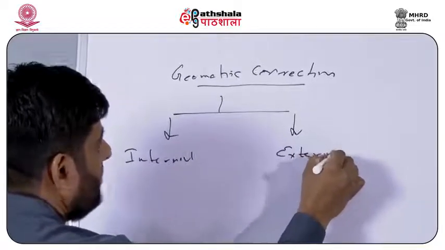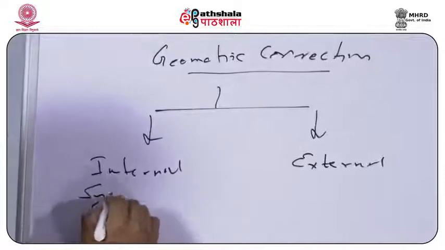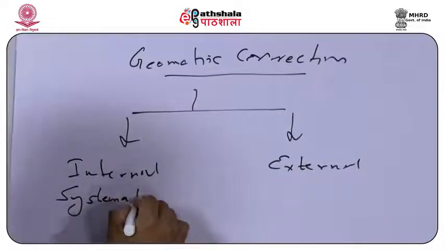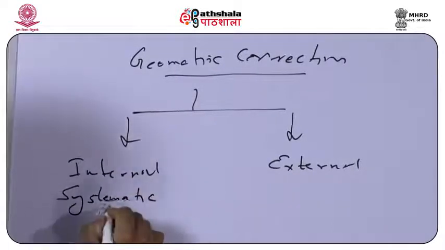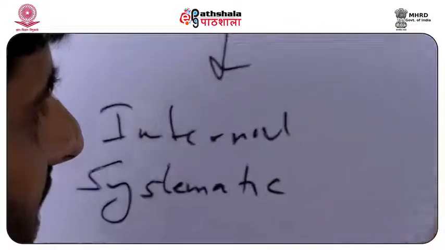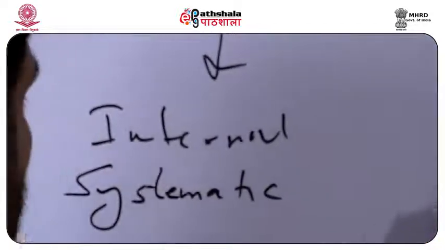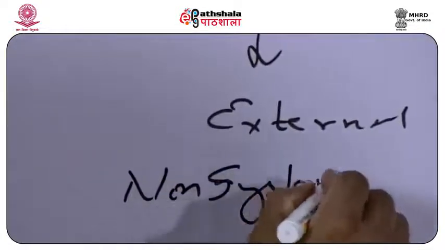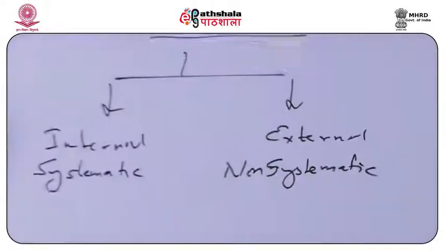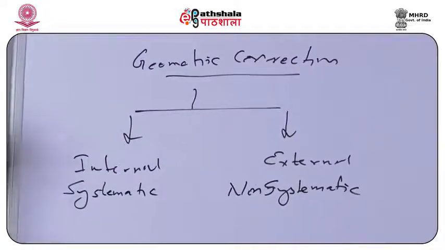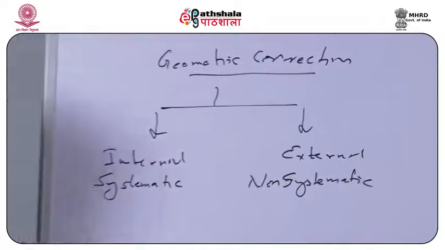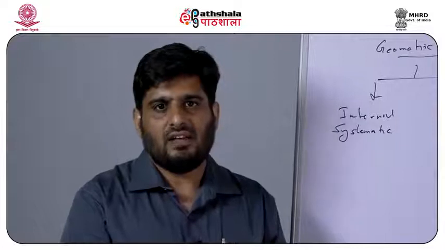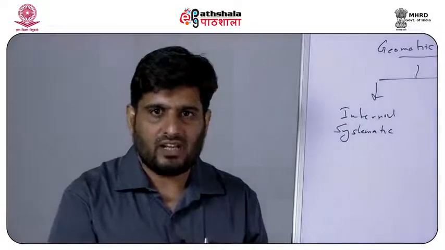The internal errors are also known as systematic errors, and their corrections are referred to as systematic corrections. Whereas external errors or external corrections are non-systematic. Now, systematic errors may be corrected or rectified by using the satellite ephemeris data as well as certain mathematical models.